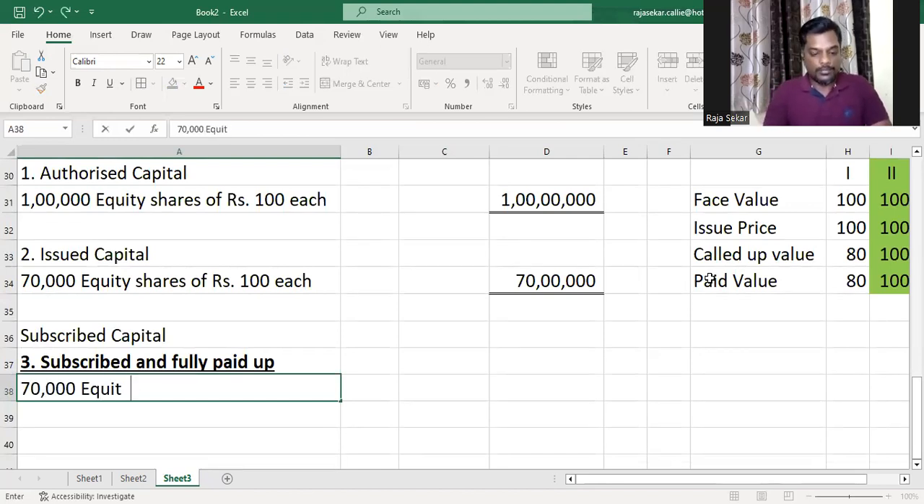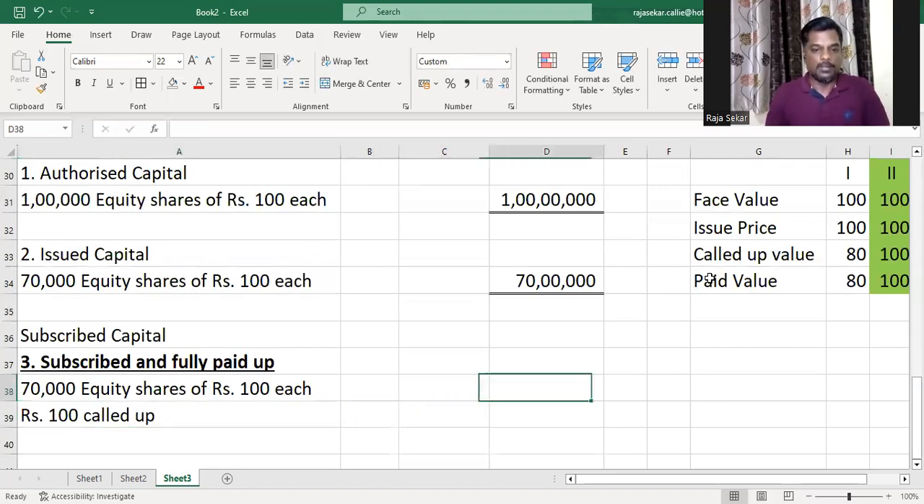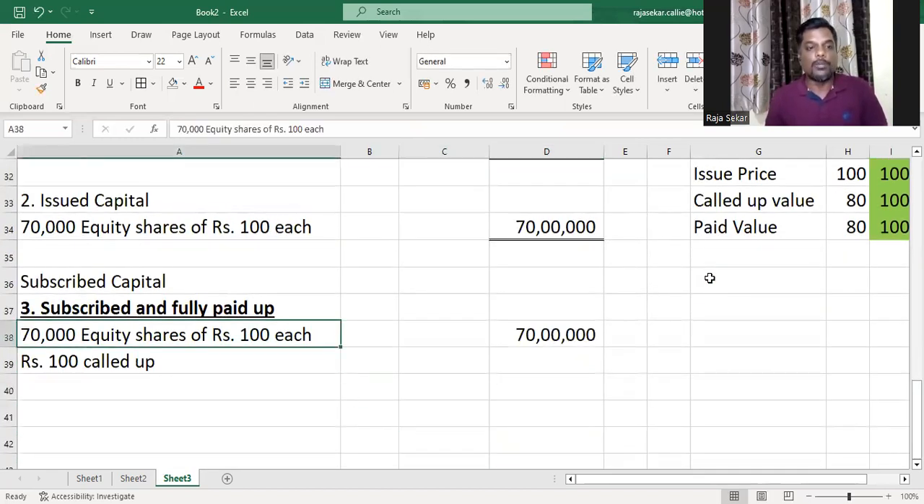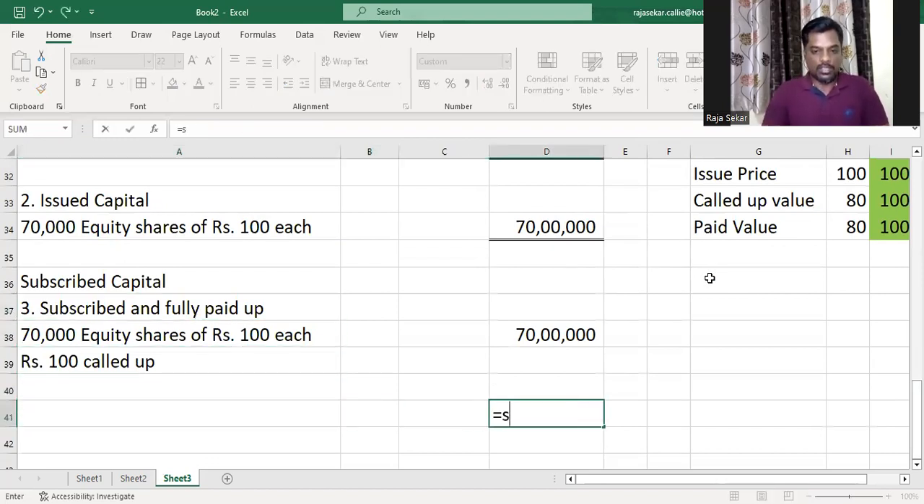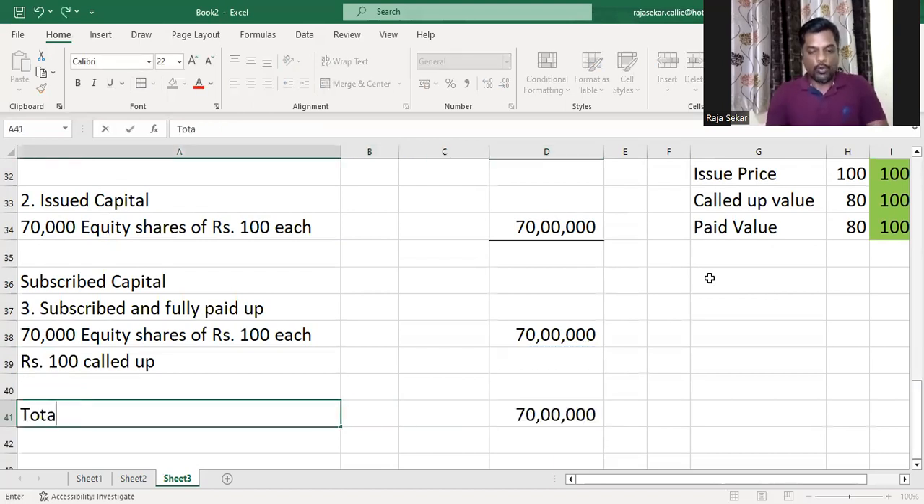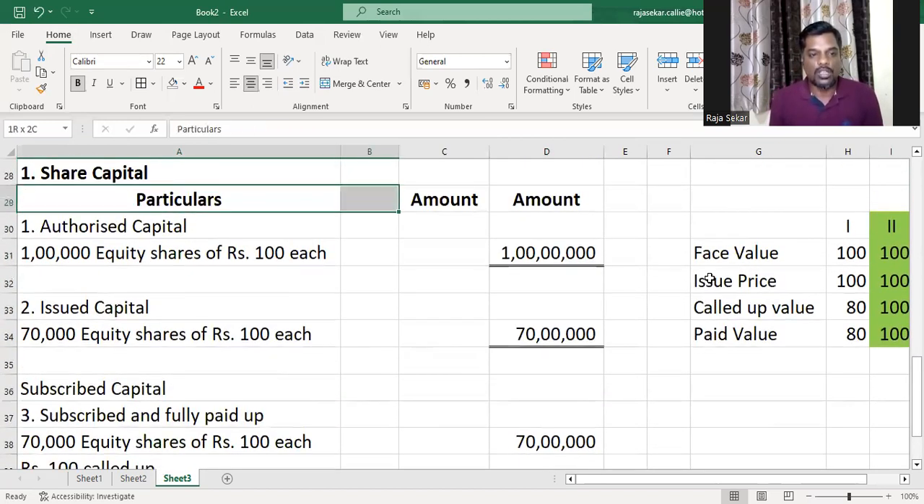70,000 equity shares of rupees 100 each, rupees 100 called up. And that is 70 lakhs, my dear children. No double underline here because this will form part of your total. Understood or not, my dear children? And then you add this. As we don't have any subscribed and not fully paid up capital, this would be it. Just draw the box.